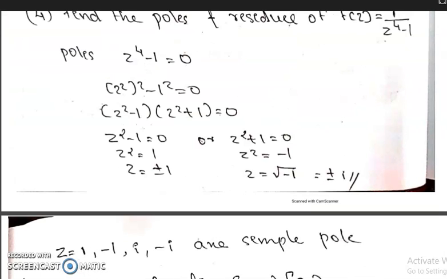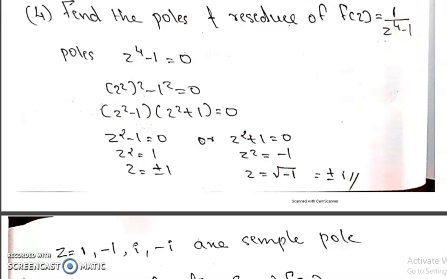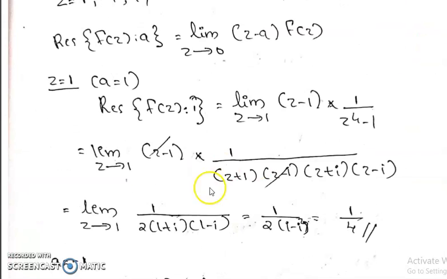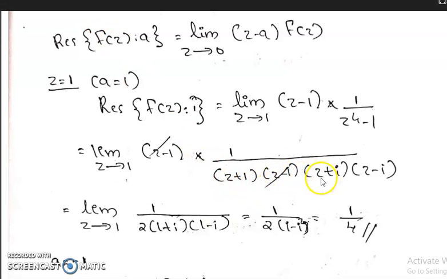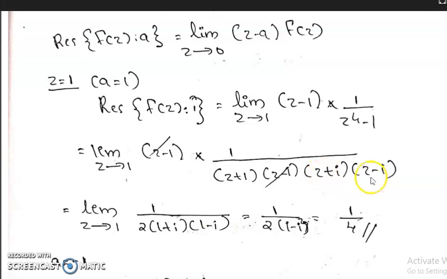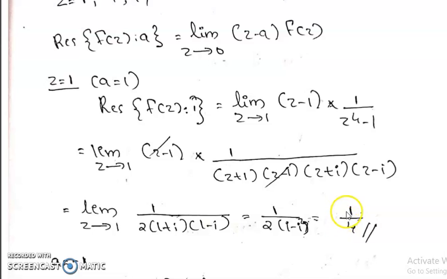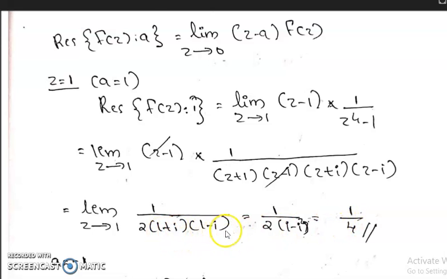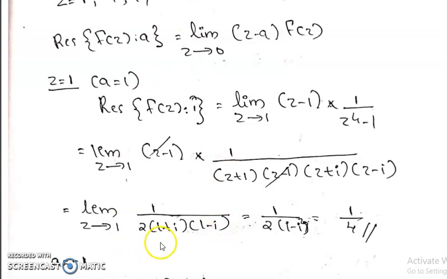So if you have 4 roots here, what will you do? We can split the term as z plus 1, z minus 1, z plus i, z minus i. Then you can eliminate, and then you can substitute z as 1. For z you substitute 1 and you find the answer here. a plus b into a minus b is a square minus b square: 1 square minus i square. i square is minus 1.